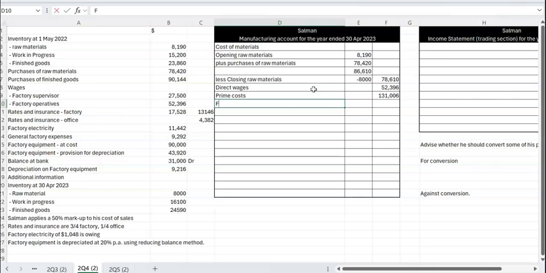Then we've got our overheads, factory overheads. So any of these here that are factory costs that are not a prime cost go in here. So going through, let's see if we can find them. We've got the wages of the factory supervisor. We'll call it wages of factory supervisor. You could also call it indirect wages, I suppose.